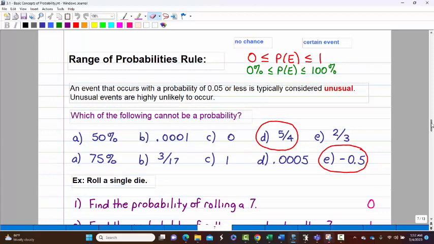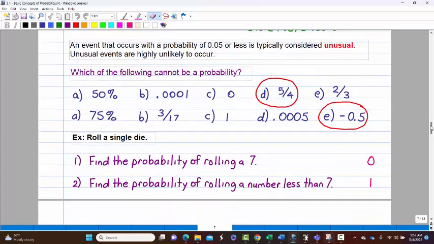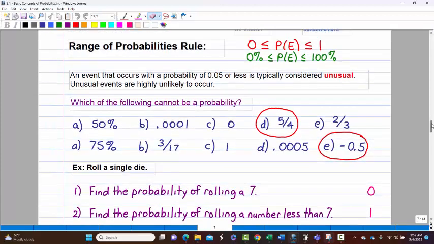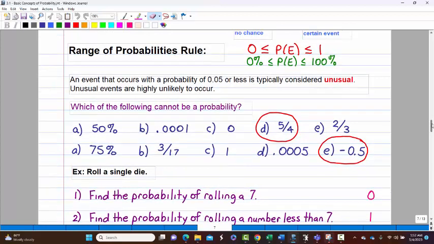So here comes an example of how you can get the no chance and the certain event from an experiment. Let's say you roll a single 6-sided die, and it asks, what's the probability of rolling a 7? Well, there are no 7s. So formally, it would be 0 divided by 6. But 0 divided by 6 equals 0. So the answer would be 0. That means basically no chance.